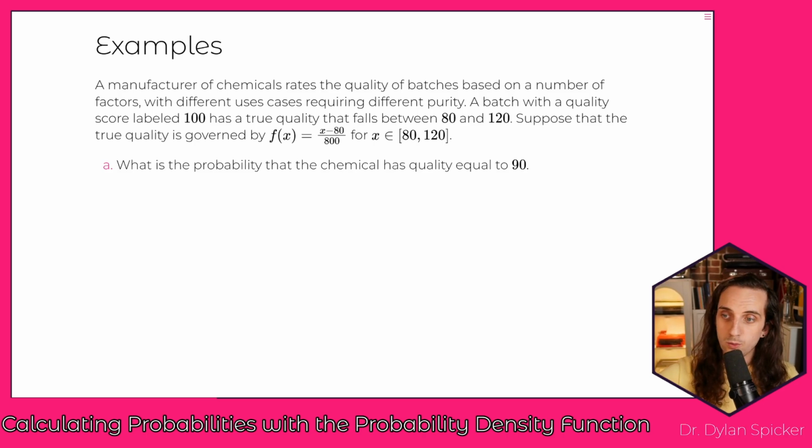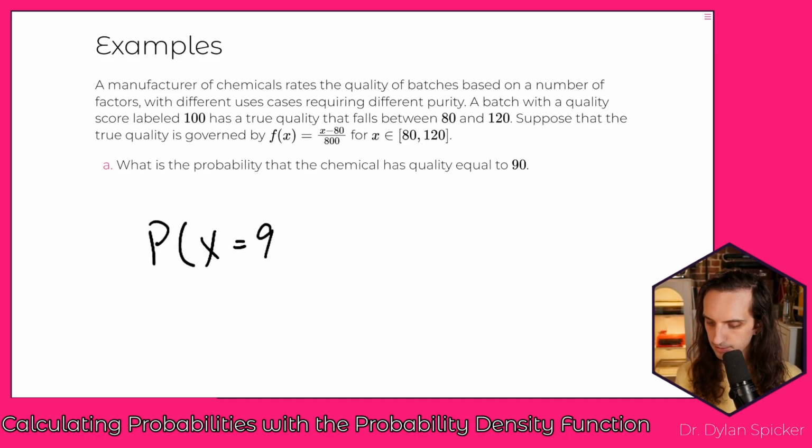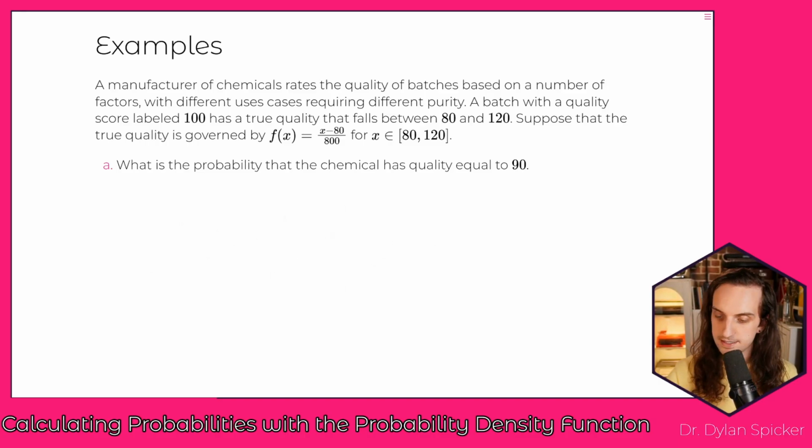In part A, we want to know what is the probability that the chemical has quality exactly equal to 90. And so if we think about what we're actually talking about here, we want the probability that x is equal to 90, right? But remember that x here is a continuous random variable. And anytime we're dealing with a continuous random variable, the probability that it equals some value specifically is always going to be exactly 0. So this probability in part A, because x is continuous, is simply going to be 0.